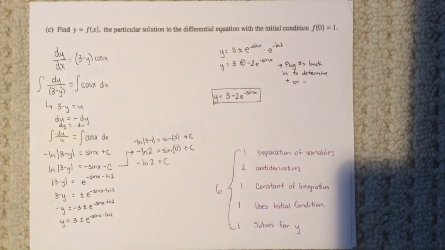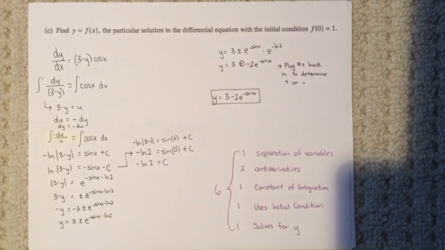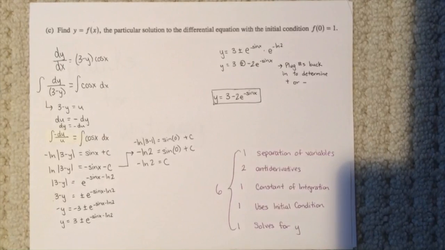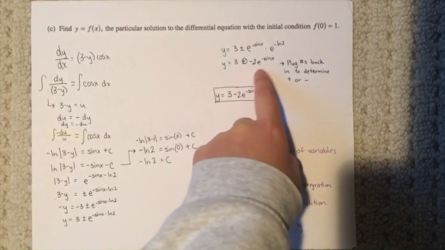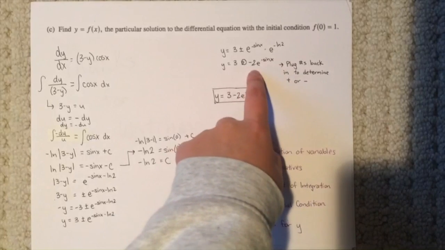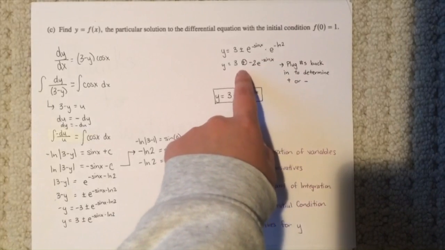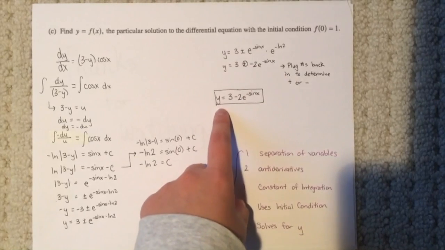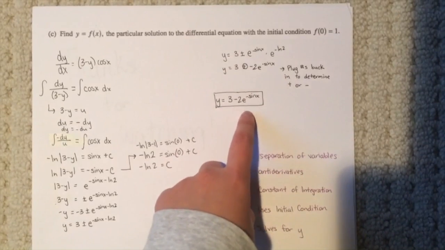Then we plug 0, 1 back into the equation to determine whether or not we need a positive or a negative there, or plus or minus. So in order for f of 0 to be equal to 1, we need a minus 2e to the negative sine x. In order to get that, because this is already negative, we just need a plus here so that this remains a negative. So our final equation is y equals 3 minus 2e to the negative sine x.